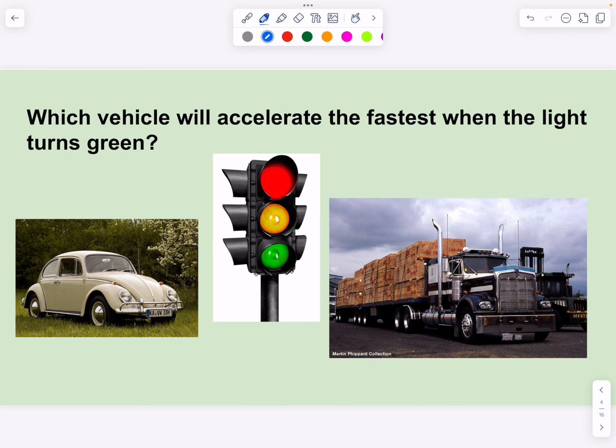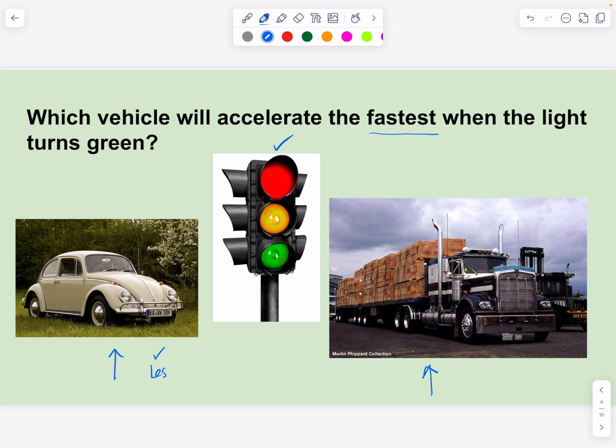Another example you might see in the real world is that you come up to a stoplight and maybe your mom or dad is driving the car and they decide, do I want to get behind the big rig truck or get behind just the regular vehicle? Well, if we're wondering which one's going to go fastest when the light turns green, you probably had that experience where you realize, okay, this little car is going to get going a lot faster.